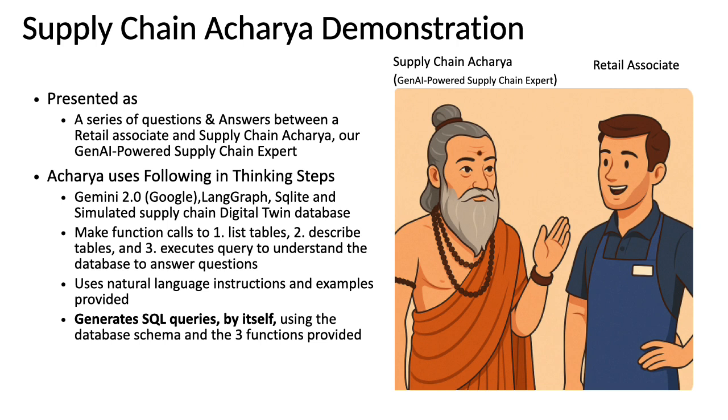Supply Chain Acharya is presented as a dialogue between a retail associate and our AI expert. Behind the scenes, Acharya uses Gemini 2.0, LangGraph, SQLite, and a simulated supply chain digital twin to answer questions. It performs thinking steps, generates SQL queries, and interprets results using just 3 types of function calls: listing tables, describing them, and querying them.